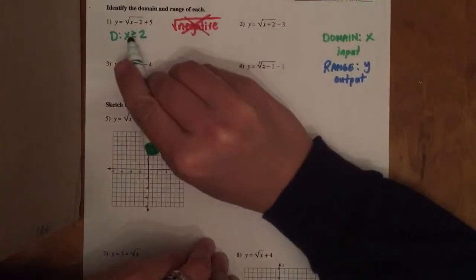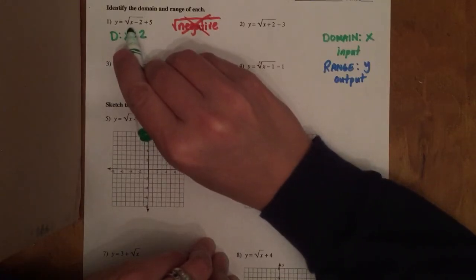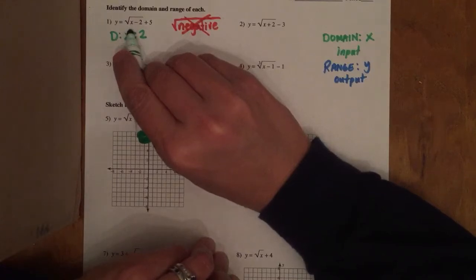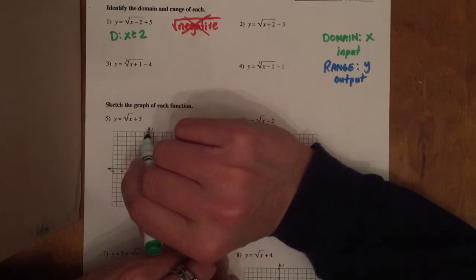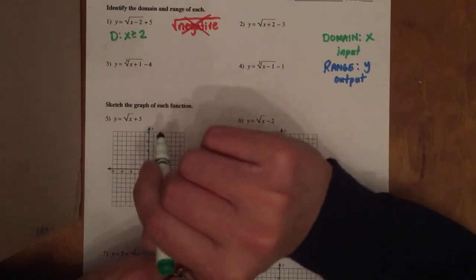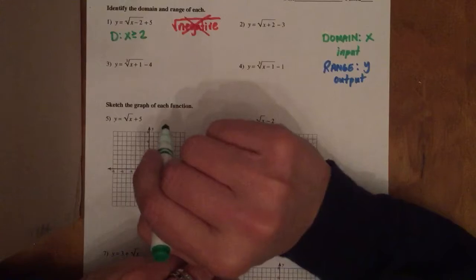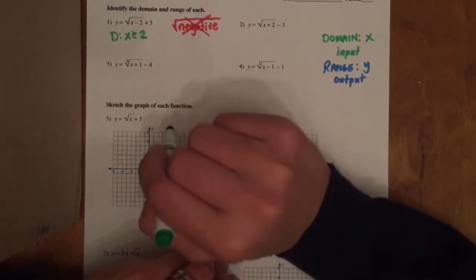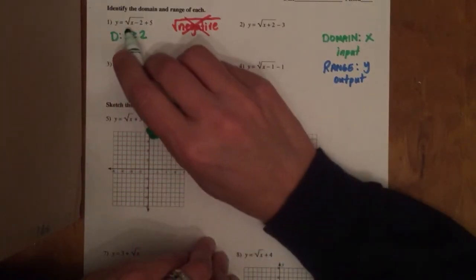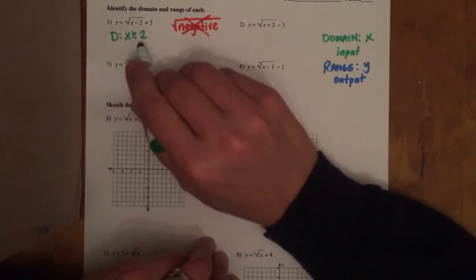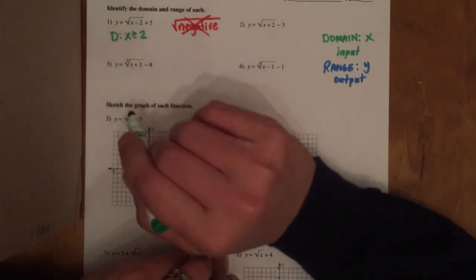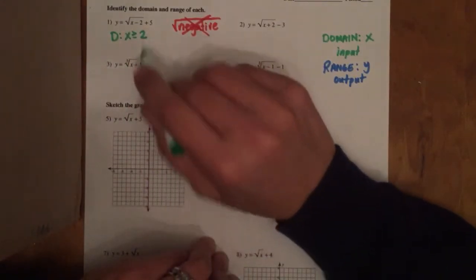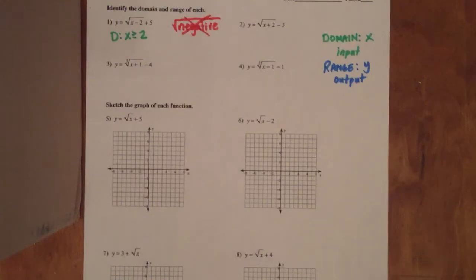The reason for that is any other value less than 2. Let's say I plugged in 1. What if I plugged in 1 for x and made that my input? 1 minus 2 is negative 1. I can't take the square root of negative 1. I can't get a real output. I can get an imaginary output, but we're not looking for imaginary outputs. We're looking for real outputs. So I plug in 1, doesn't work. 2 is the smallest value I can plug in for my domain and still get a real output. So that's my domain. So let's look at the range.